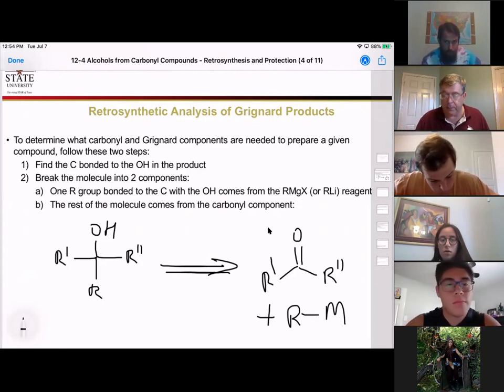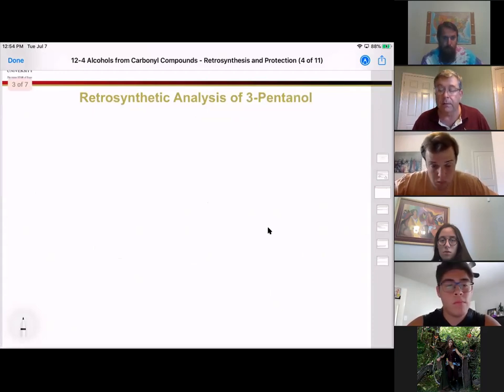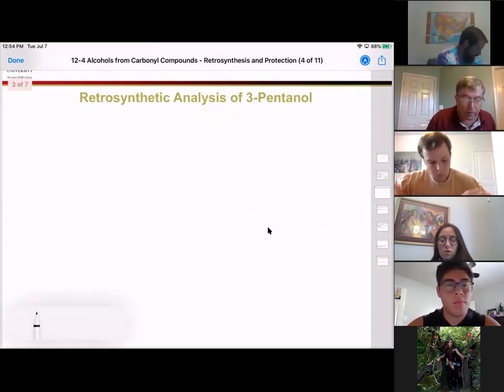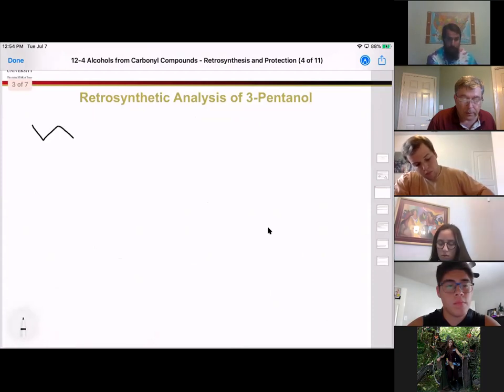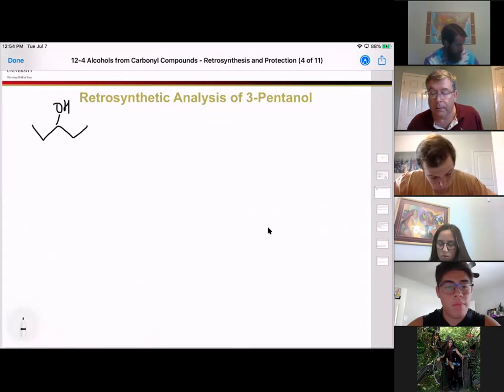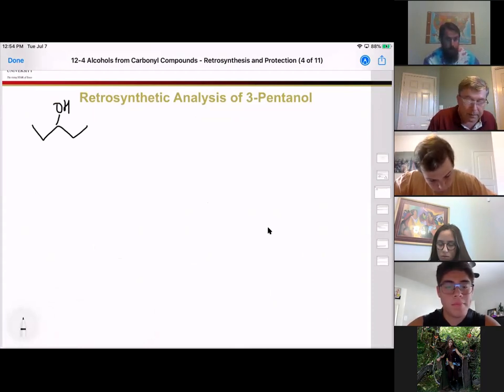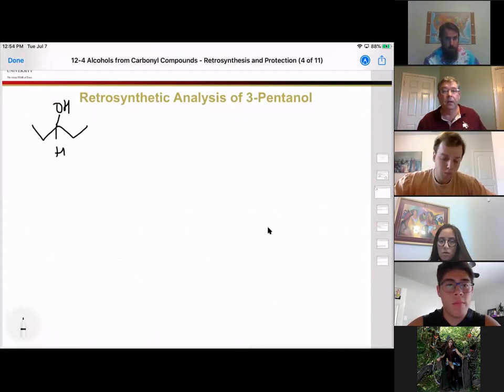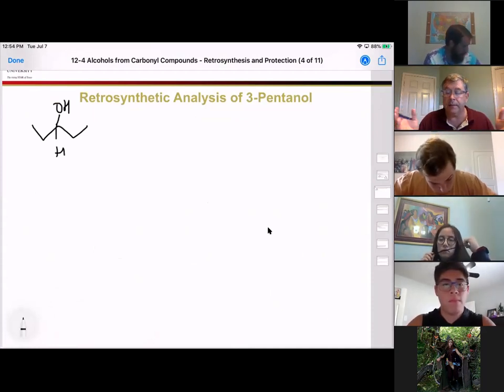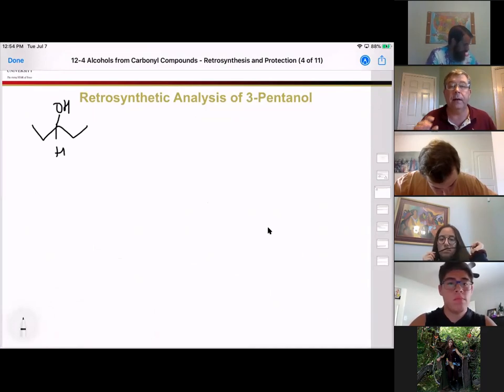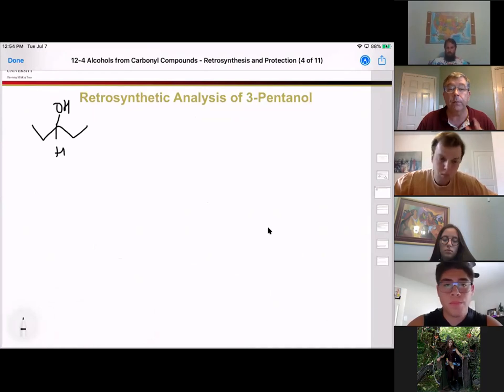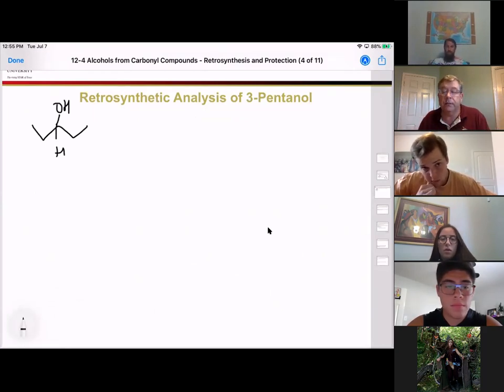I'm going to use an example here of 3-pentanol. So let's go ahead and draw 3-pentanol here: 1, 2, 3, 4, 5, and OH right here. Now that means that there's a hydrogen here. So first off, we're looking at this and saying, oh, we have a secondary alcohol. If we have a secondary alcohol, that means we started with an aldehyde. So we need to go through a stepwise process and figure out where to do this.